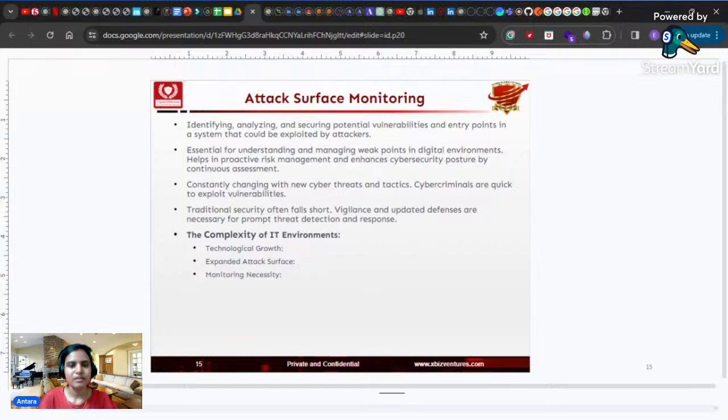Let's understand what attack surface monitoring is. Attack surface monitoring basically focuses on the external perimeter. It's about identifying and analyzing the potential vulnerabilities and entry points for any attacker to find, identify a weakness in, and then exploit further to gain access to the internal resources, right? So it is very crucial for any organization to understand what its external security posture looks like, or to have visibility on it.